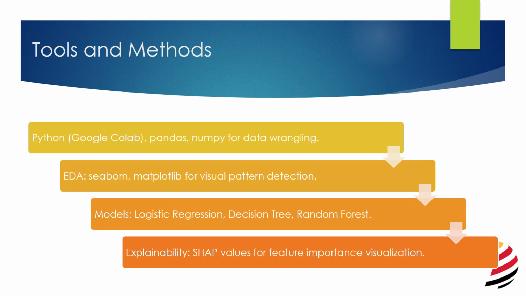For the tools and the methods, I use Python together with Google Colab as the primary development environment. I use Pandas and NumPy for data cleaning and transformation, and Seaborn and Matplotlib for visualization. The machine learning models to be used are logistic regression, decision tree, and random forest, each offering different strengths in interpretability and performance. Different performance metrics are going to be used to check the models' quality, such as precision, recall, and F1 score.